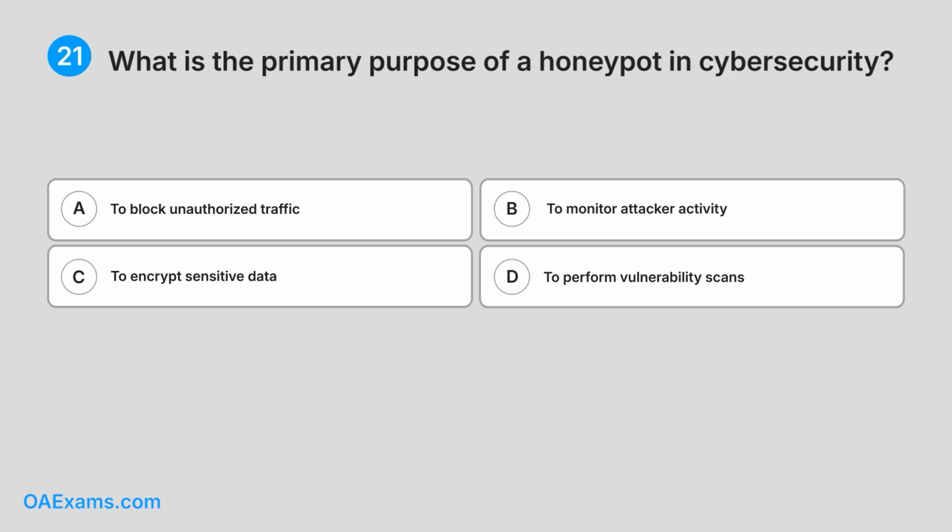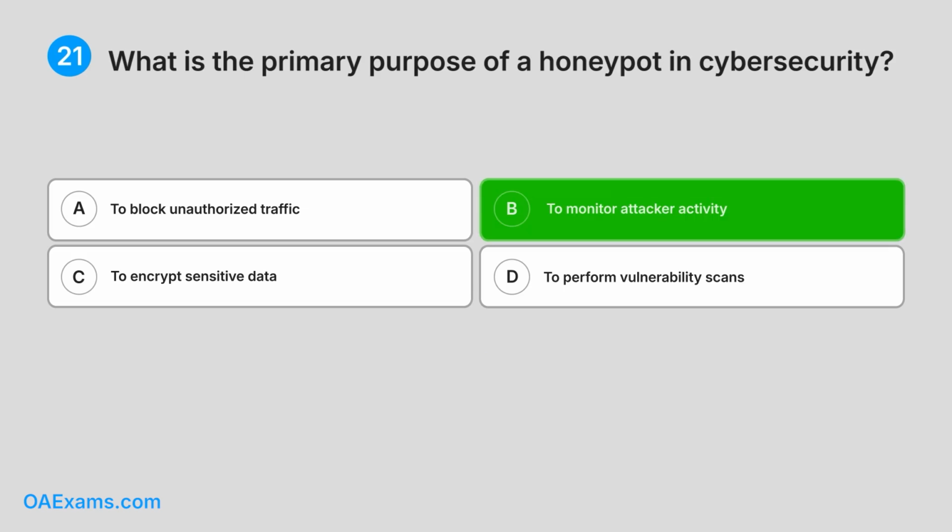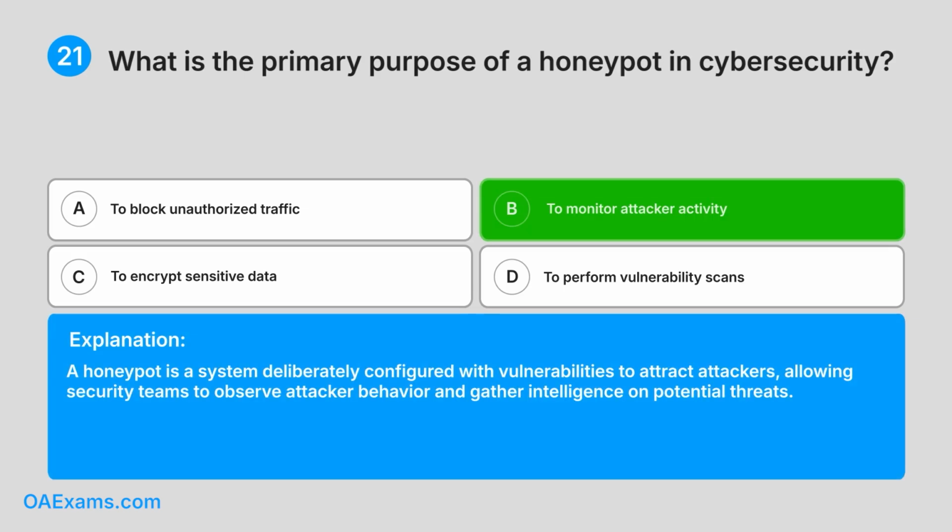Correct answer: B. To monitor attacker activity. Explanation: A honeypot is a system deliberately configured with vulnerabilities to attract attackers, allowing security teams to observe attacker behavior and gather intelligence on potential threats.